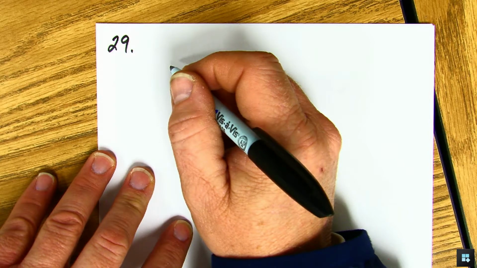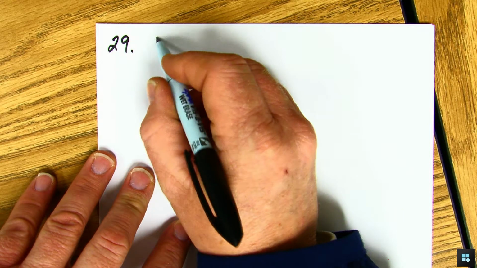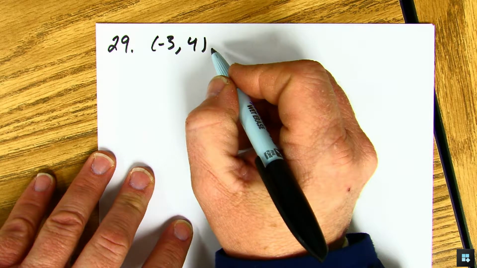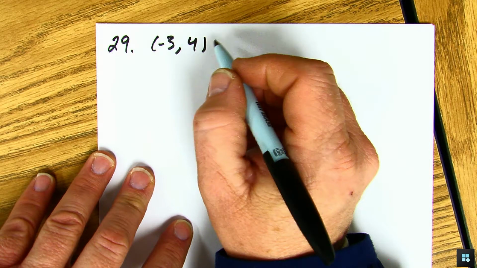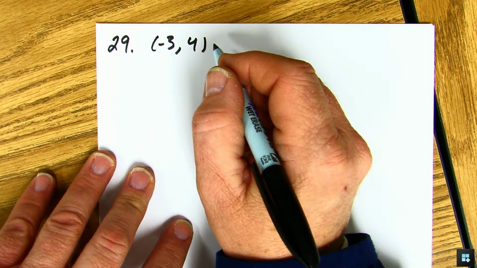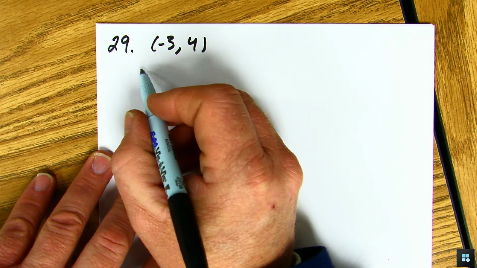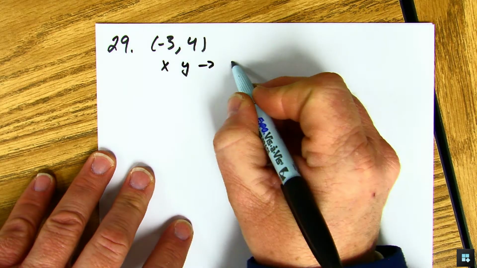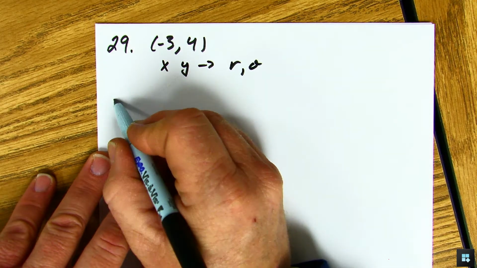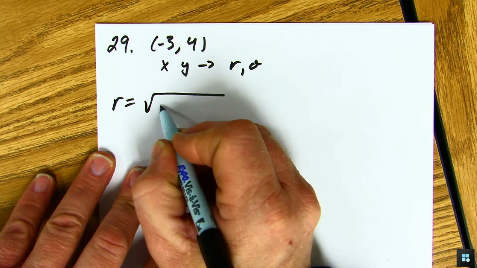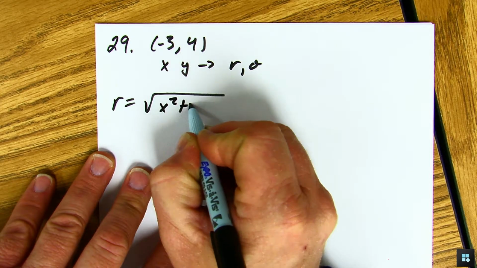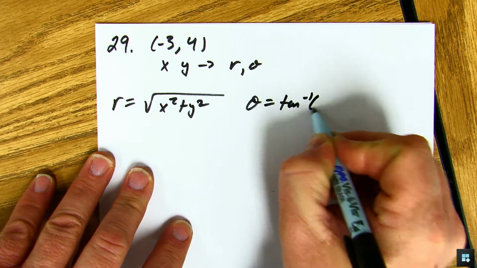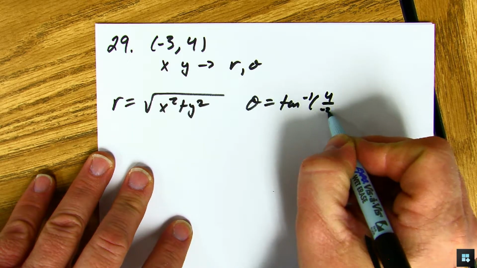29 says convert the rectangular point -3, 4 to polar coordinates. Give your answer in degrees. And we're going to use a calculator. So first thing I have is an x and a y, and I want to go to an r and a theta. So I know r equals the square root of x squared plus y squared. I know theta equals the inverse tangent of y over x.